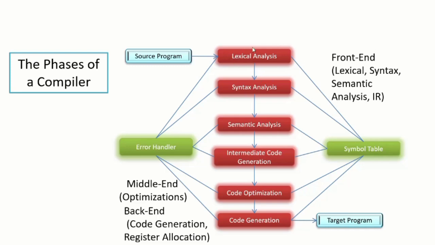The subphases of the front end are lexical analysis, syntax analysis, semantic analysis, and intermediate code generation. The first phase is lexical analysis. It converts the source code into a stream of tokens, which are the smallest meaningful units in a program. The role of lexical analysis is tokenization. It removes comments and white space, identifies keywords, variables, and symbols, and converts the code into a structured format for further processing.